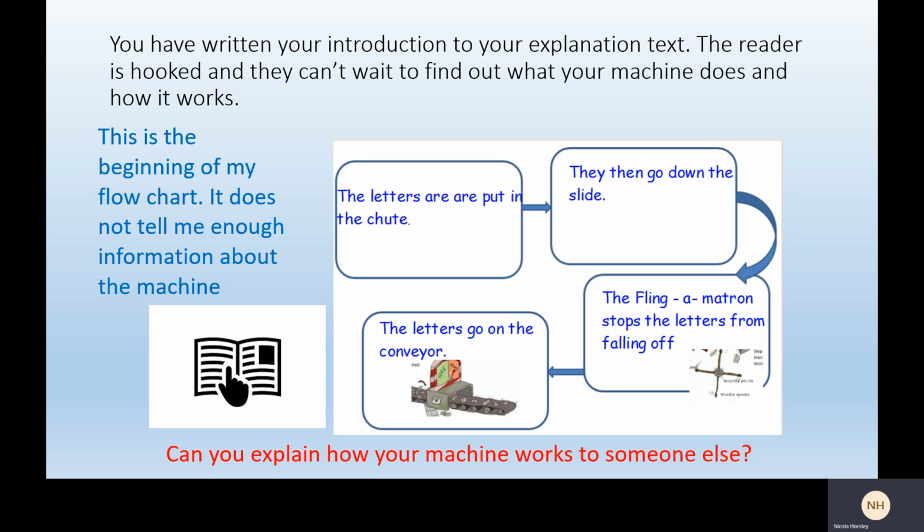So our flowcharts were our notes to help us decide how our machine worked. It was a brief description. Now we need to add detail to our writing. I know that some of you have done this, so what I'd like you to do is to green pen your work, ensuring that you have enough details in your steps. Would someone understand how your machine worked from reading your explanation?